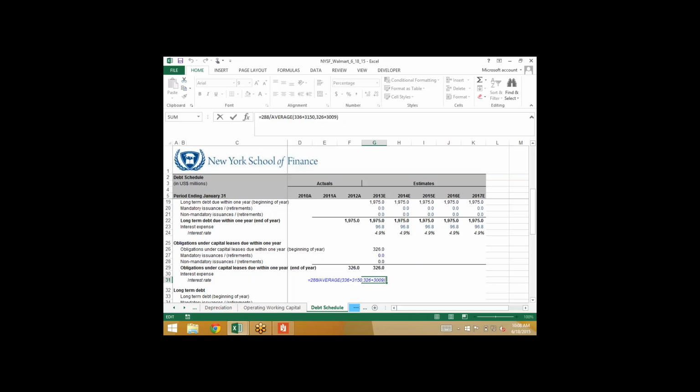It's such a small number, though. It's not going to make a difference. Everyone have this? 288 divided by the average of 336 plus 3150 divided by 326 plus 3009 should give you 8.4, and then you can back into the actual interest expense. Okay, so the back end, just same average this year, comma last year, times the rate. It's a small number. And you can copy everything to the right.